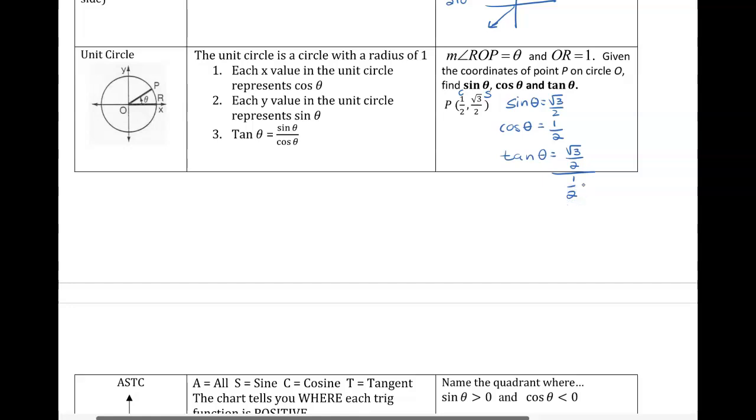And at this point, I could keep change flip, or since I'm dividing with common denominators, I can just drop out those denominators. This would be equal to radical 3 over 1, which is just equal to radical 3. So that only applies if we're on the unit circle. In that problem, I knew we were on the unit circle because we had a radius of 1.